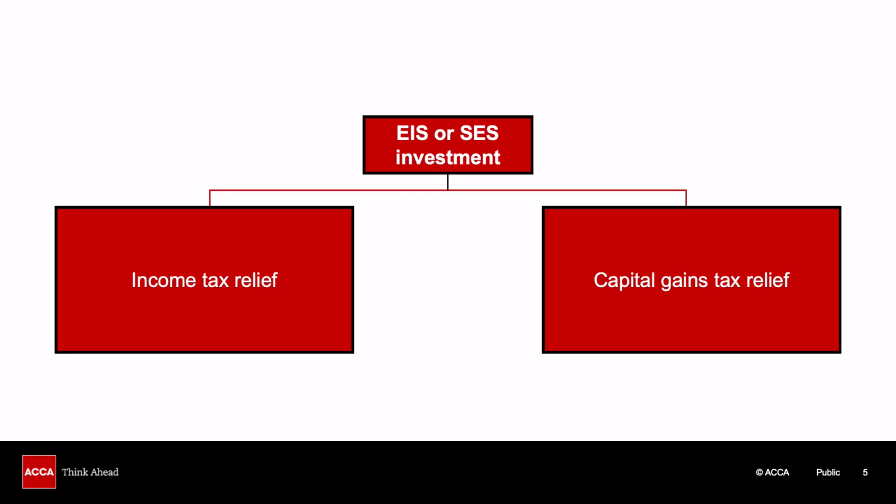We've got income tax relief on the amounts invested into the schemes. And then we have potential capital gains tax relief on the gains made on the shares themselves when the investor eventually sells them, and also another potential CGT relief that defers or exempts the gain on other assets if the proceeds from disposal of that asset are reinvested into EIS or SEIS shares.